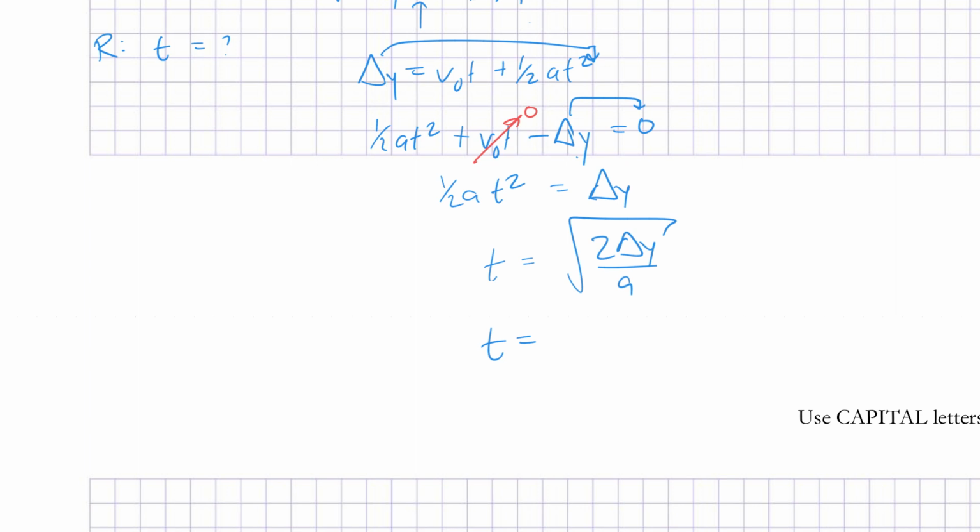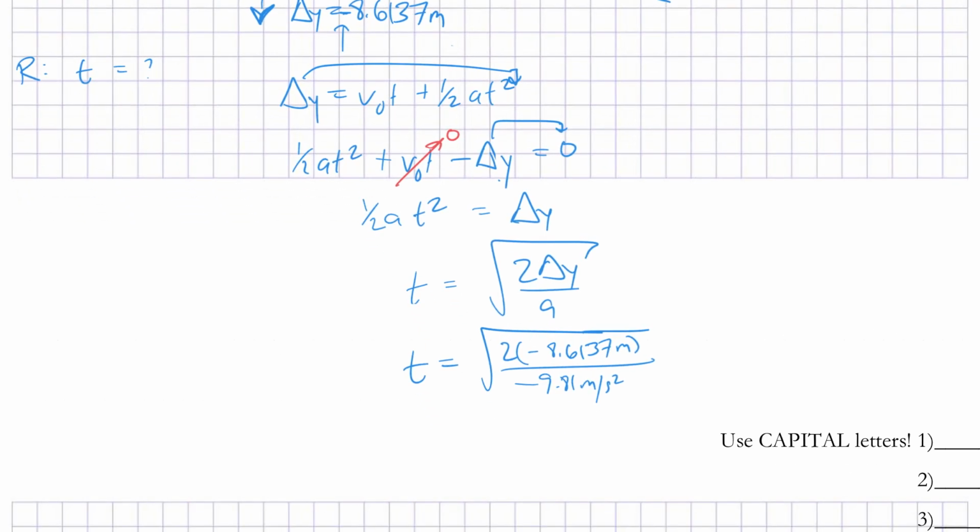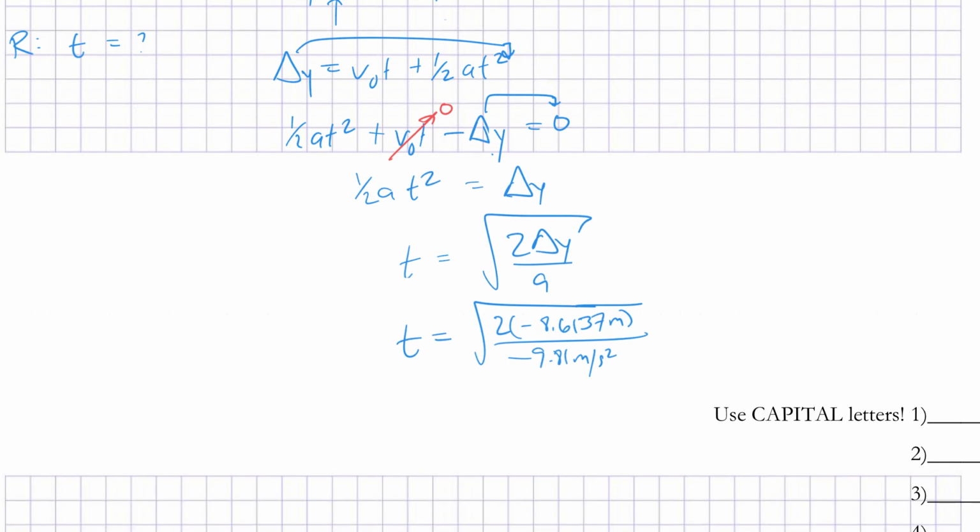So let's go ahead and do it. The square root of 2, what's delta y? Oh, negative 8.6137 meters divided by negative 9.81 meters per second squared. Again, notice using those negative signs worked out really nice to our advantage, because here we are going to end up with a positive sign underneath that radical.